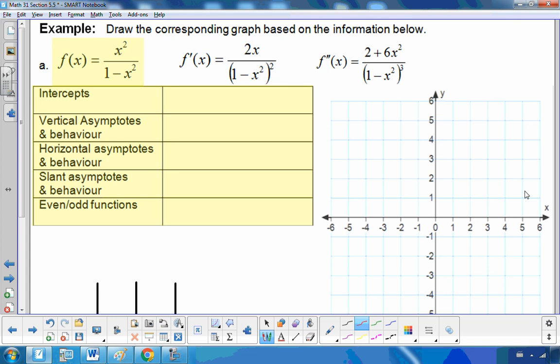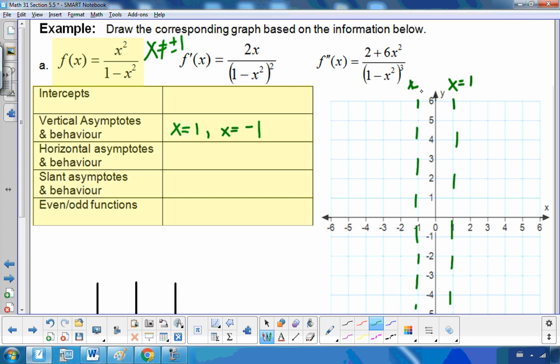I have x squared over 1 minus x squared. The very first thing I notice is that I have a domain restriction that x cannot be positive or negative 1, which tells me I'm going to have a vertical asymptote at 1 and at negative 1. So I can just jot those in. So I've got a vertical asymptote at 1 and a vertical asymptote at negative 1.